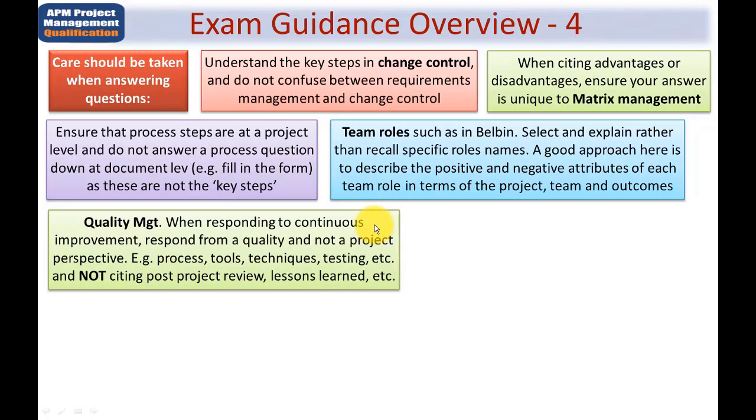Quality management, a few pointers here. When responding to continuous improvement, respond from a quality perspective and not a project perspective. In other words, talking about processes, tools, techniques and testing, etc. and not citing post-project review lessons learned. Can you see the point here? Continuous improvement would indeed perhaps have projects holding post-project reviews and taking lessons learned. But if it's a quality question, you need to answer the question in terms of quality processes, quality tools, quality techniques and testing.